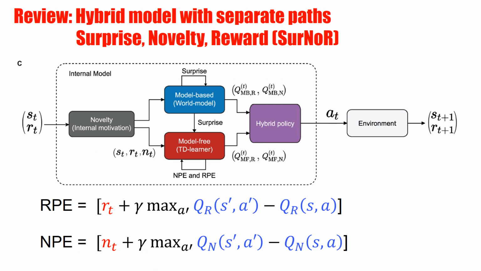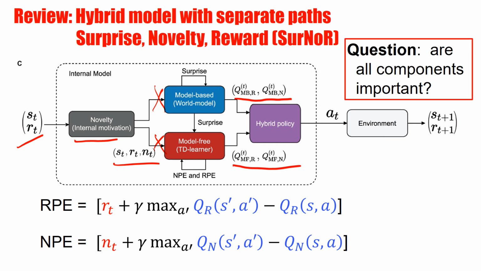Let us try to answer these questions using a model. So this is the model that I discussed before. It takes states and rewards as inputs. It calculates the momentary novelty. So we have a triplet. Then it goes into a model-based branch with model-based Q values for reward and novelty. It also has a model-free branch with model-free Q values for reward and novelty. And then it's combined in a hybrid policy. So it's a rich model. Question: are all components important to explain the human behavior?